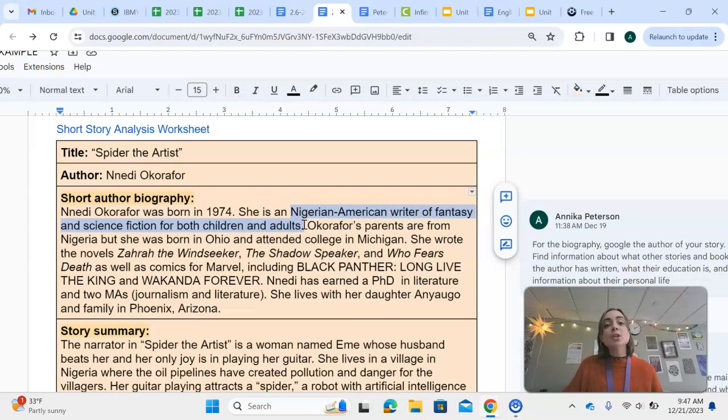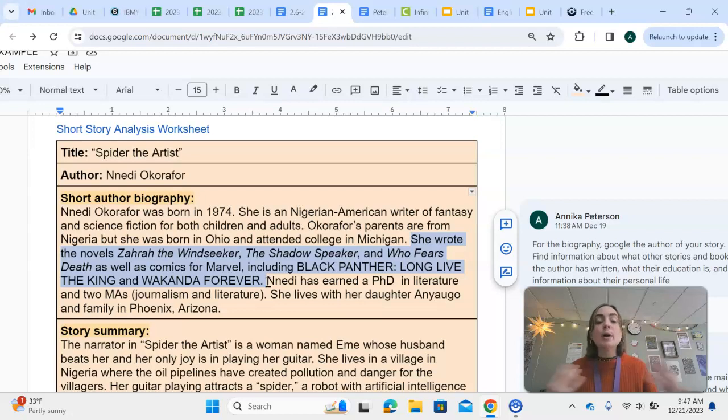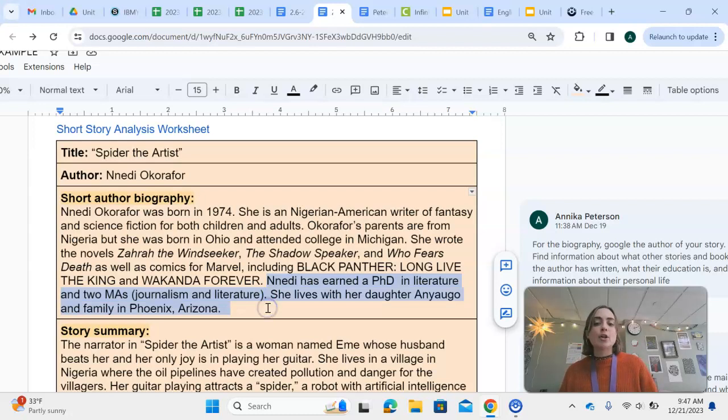So it could be a good thing to include the genre that your author writes. We learn a little bit about her parents. They're from Nigeria, but she was born in Ohio and she went to college in Michigan. Here's where I talk about all the other things that Nnedi Okorafor has written. So she's published lots of books and stories other than Spider the Artist as well. Then I have a little more information about her education and her personal life, that she has a daughter, she lives in Arizona. So this is the short author biography.